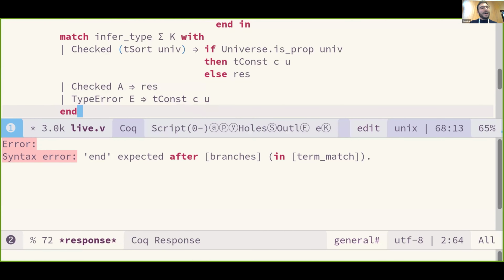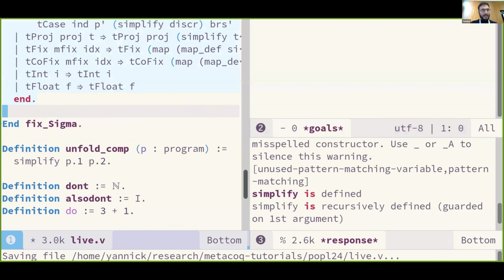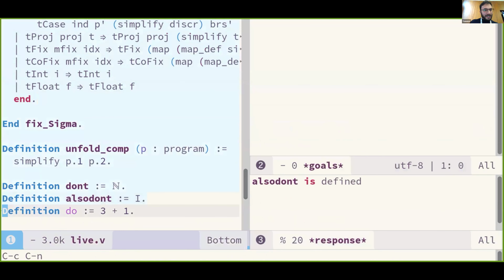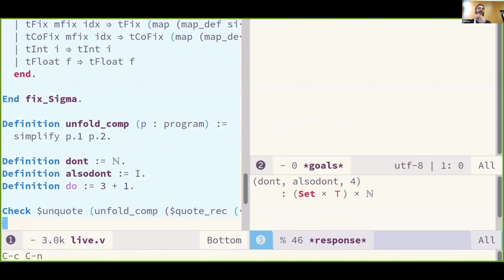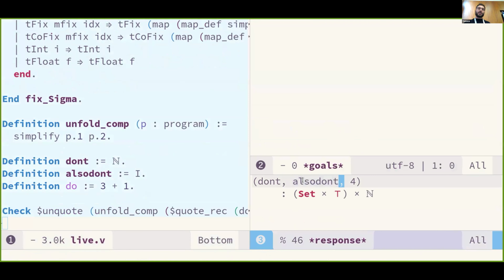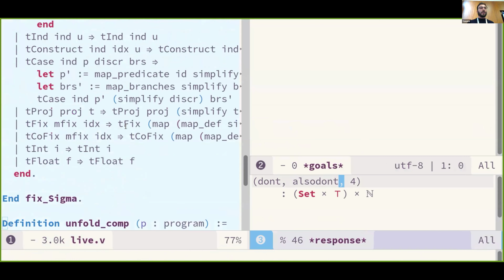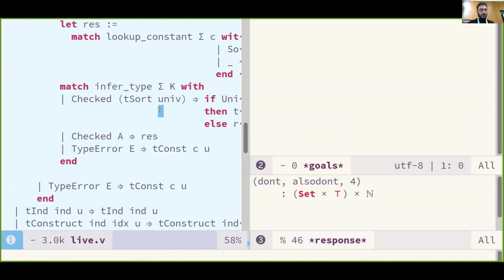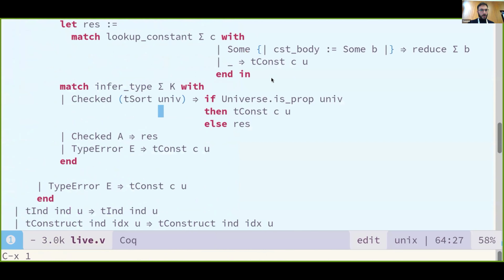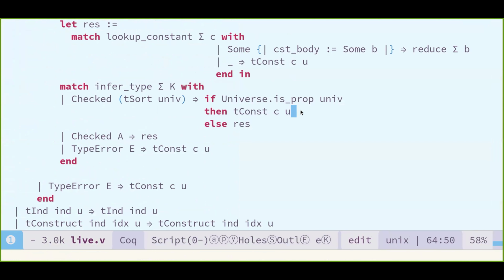Here. There we go. Okay, so let's see. And now it's keeping the other constant as well, because it's going to check that also: don't has type true and true has type prop. So it's not unfolding because it's going to run into this case here. Okay, just to show you a little bit what kind of manipulations you can do.